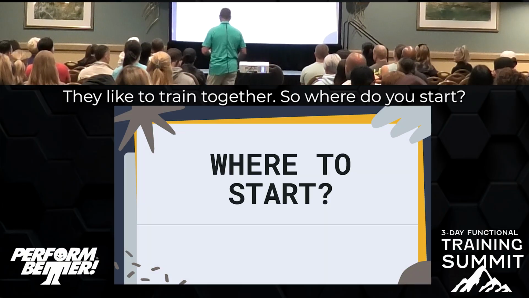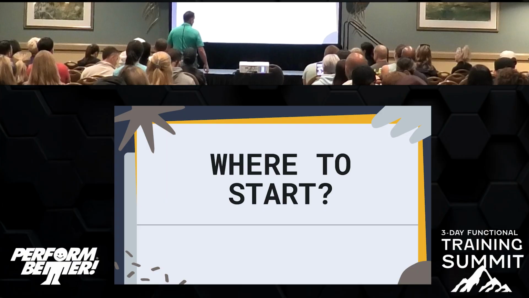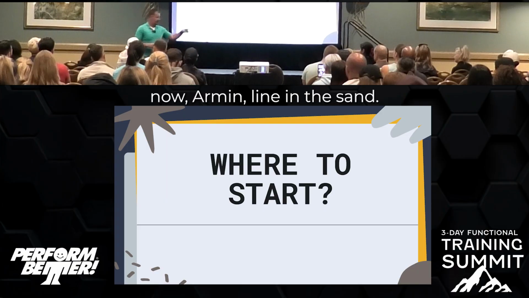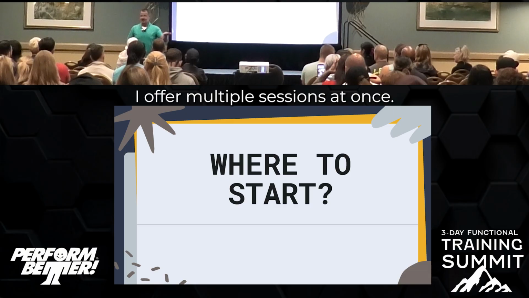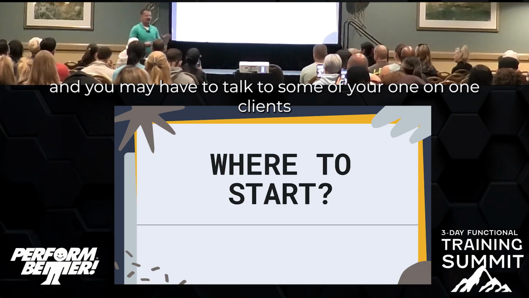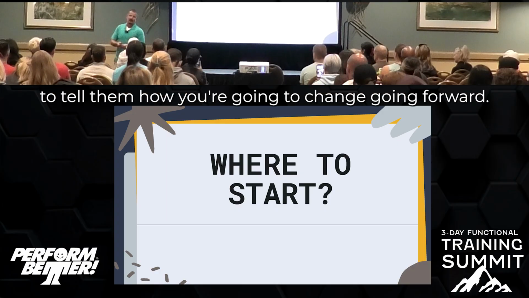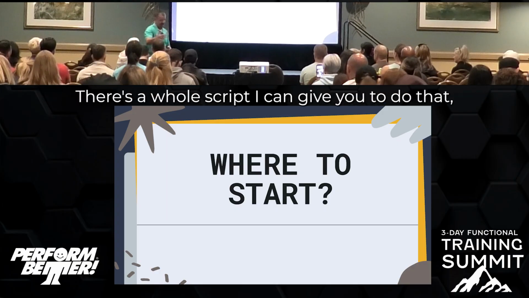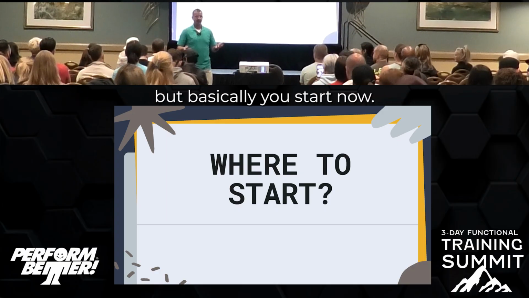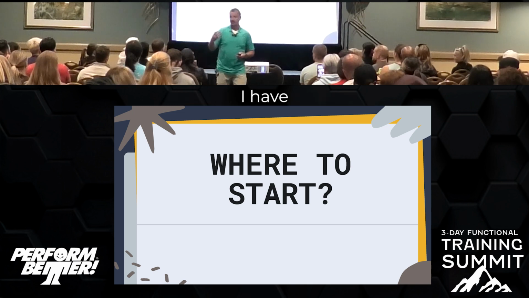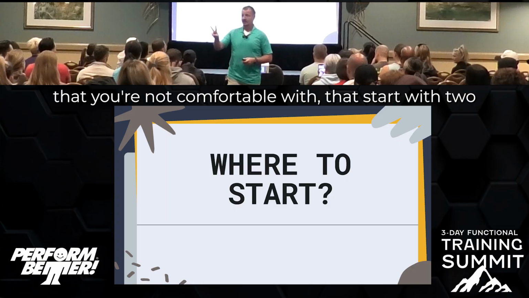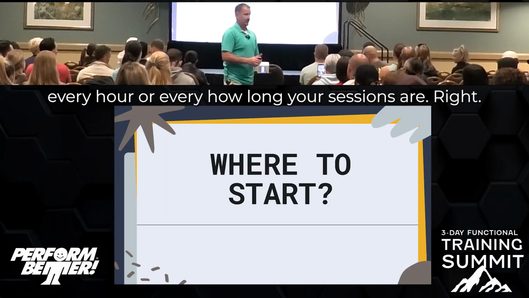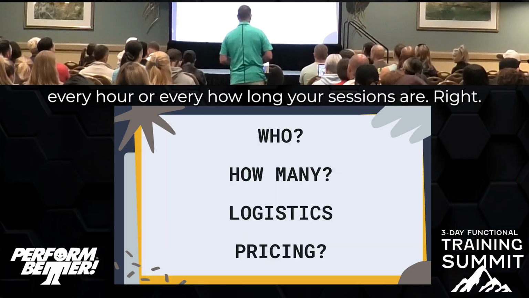So where do you start? Here's my rule. As of now, line in the sand, I offer multiple sessions at once. You don't have to convince anybody of anything. And you may have to talk to some of your one-on-one clients to tell them how you're going to change going forward. There's a whole script I can give you to do that. But basically you start now is that every appointment I have 3 to 4 available. If you're not comfortable with that, start with 2. Just have 2 spots available on your schedule every hour, or every however long your sessions are, right?